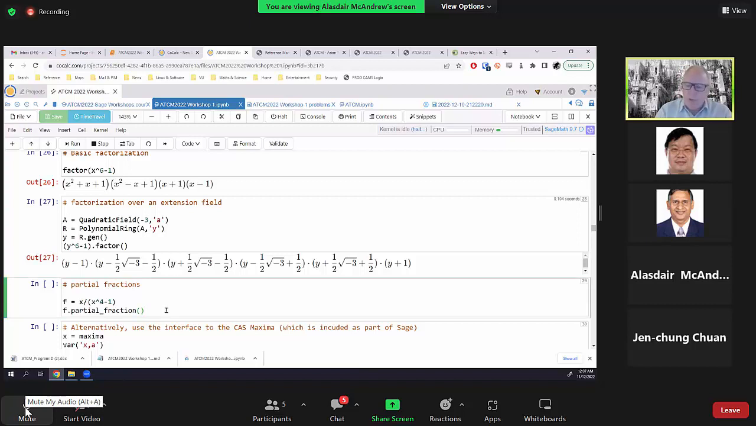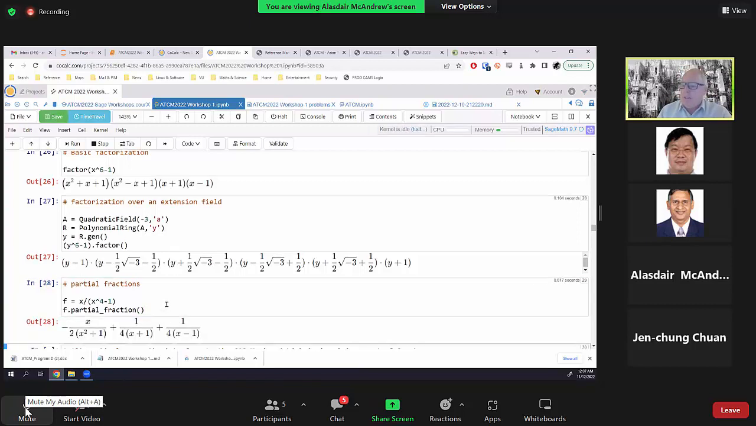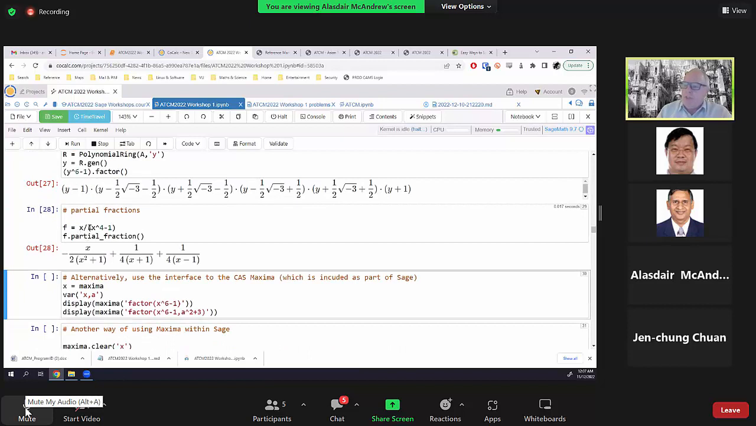Of course, it does partial fractions. There's the partial fraction of x on x to the 4 minus 1, the sort of thing I'm sure you've given your long-suffering students over and over again. I mean, we all love our partial fractions, don't we? We do that in our calculus 1 or 2.